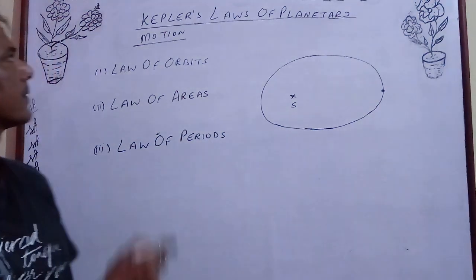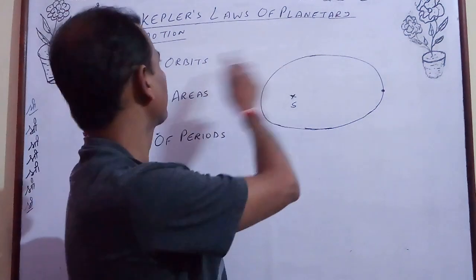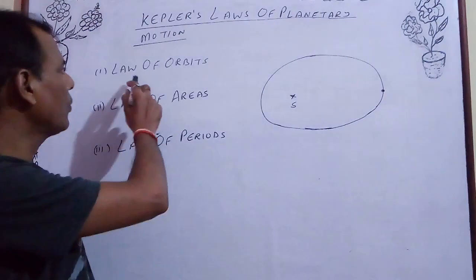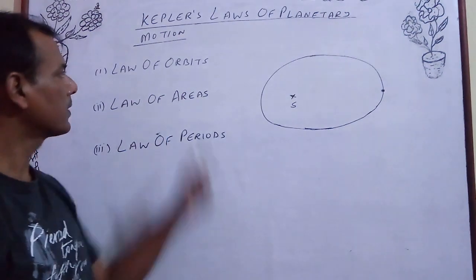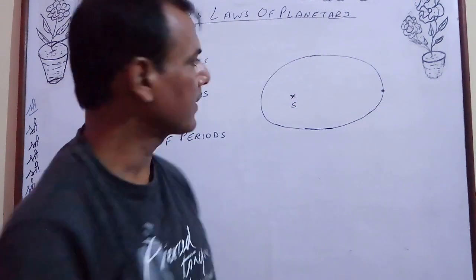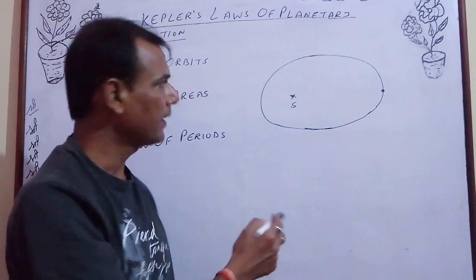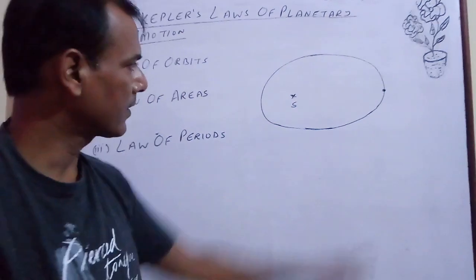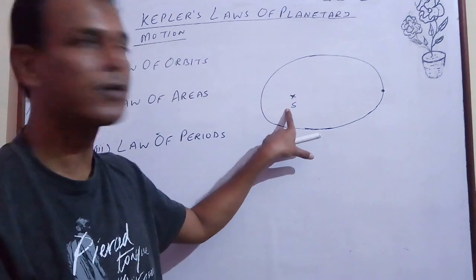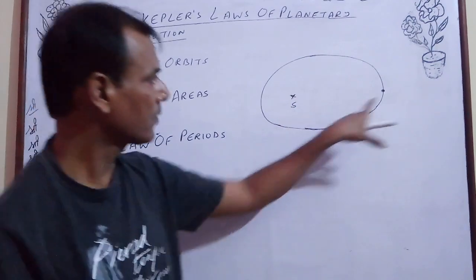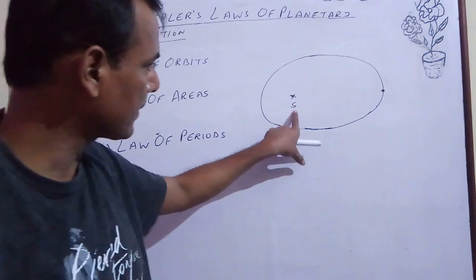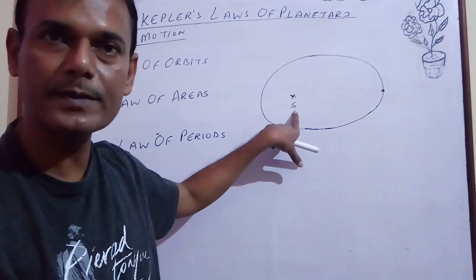The next topic is Kepler's laws of planetary motion. Kepler has given three laws. First is the law of orbits. This law states that each planet revolves around the sun in an elliptical orbit with the sun at one of its foci. So the path of the planet is elliptical, and the sun lies at one of the foci of the ellipse.